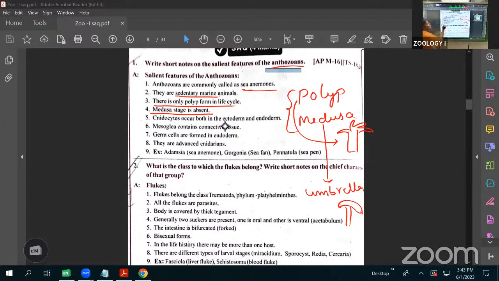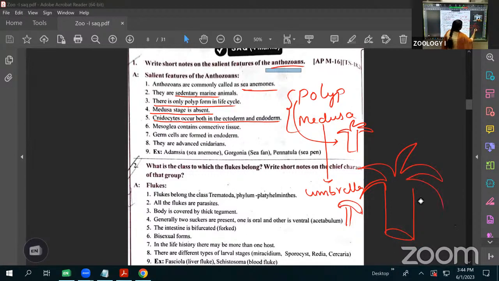Next is the cnidocytes. Listen clearly, the cnidocytes are the stinging cells. These stinging cells occur in the ectoderm as well as the endoderm. For example, this one is the sea anemone. I will draw it here. This one is the sea anemone, and this is the example for this.